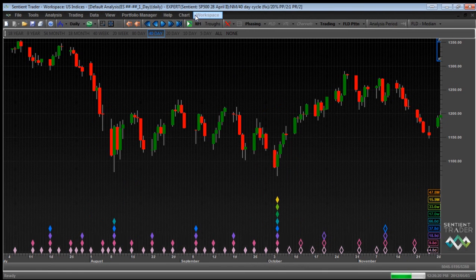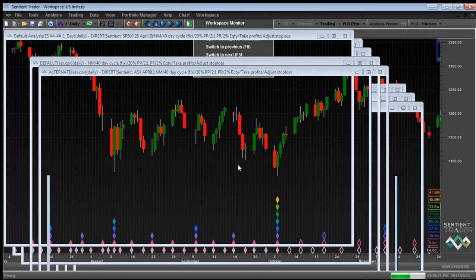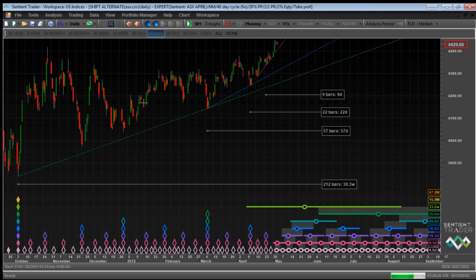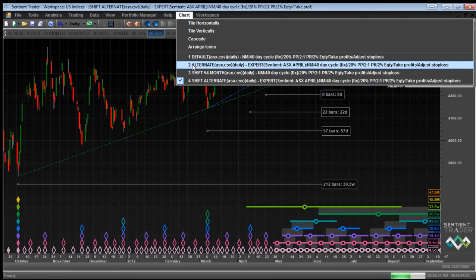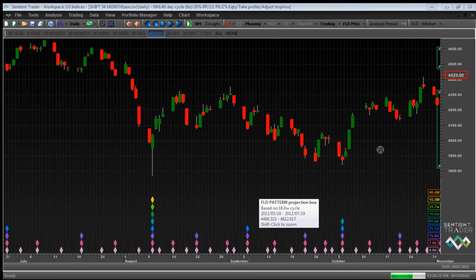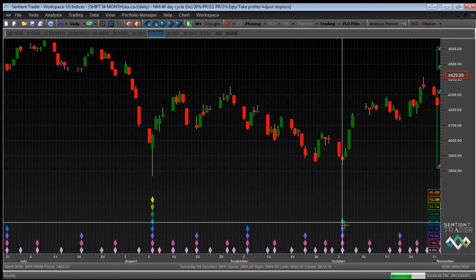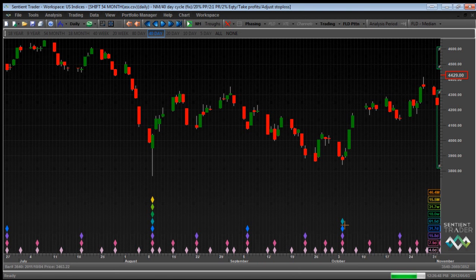So the big question, the burning question in all Australians' minds, or anybody who's analysing the Australian market, was how should you correctly label or mark the troughs in the Australian market. Let's see, where was I? I was on the shift 54 months. Here we go.